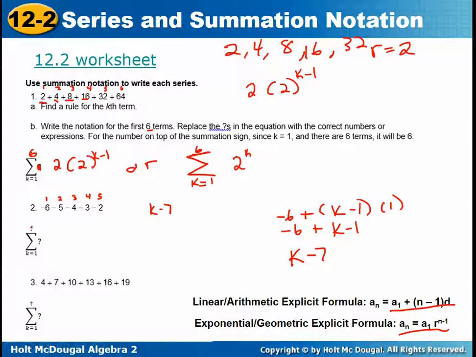So the number that goes on top again is how many terms, and that's 1, 2, 3, 4, 5. We'll just use the number of terms they have listed. And then the rule is just k minus 7. All right, let's move to the worksheet.